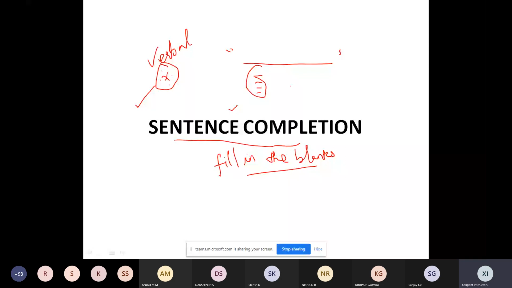To be precise, it is more like the fill in the blanks which you learned in your schooling. I hope you're all understanding this. Okay, so is it clear? Shall we proceed?